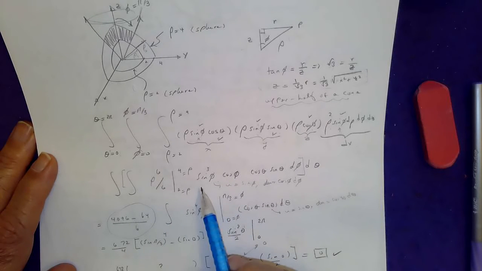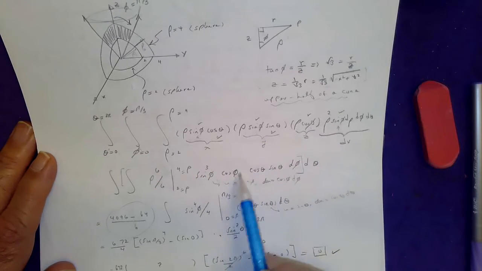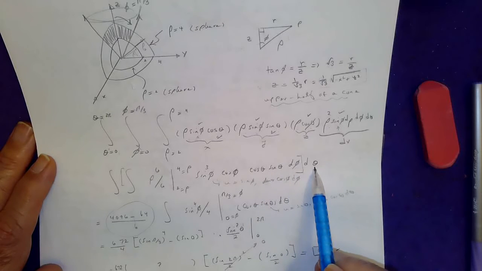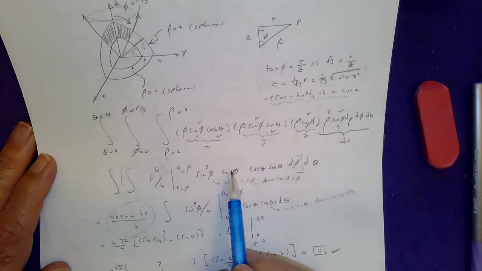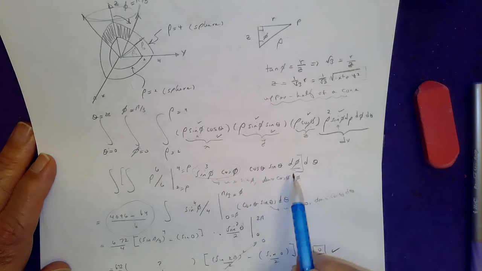Some constant times what? Sine cubed, because remember you have 3 sines times cosine of phi, cosine of theta, sine theta, d phi, d theta. The next item is what? Evaluate the integral with respect to phi.